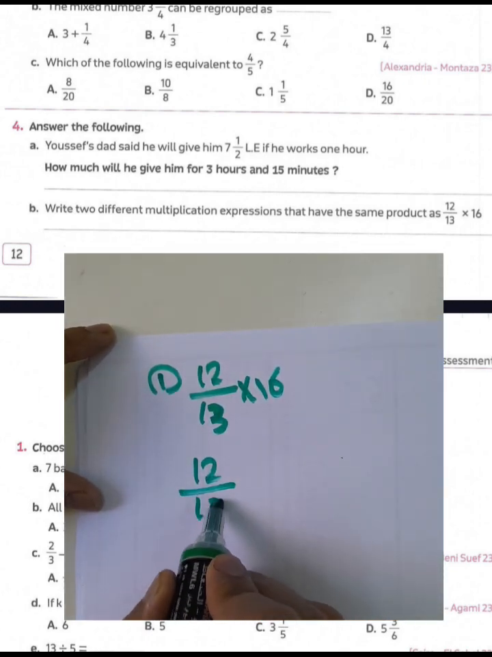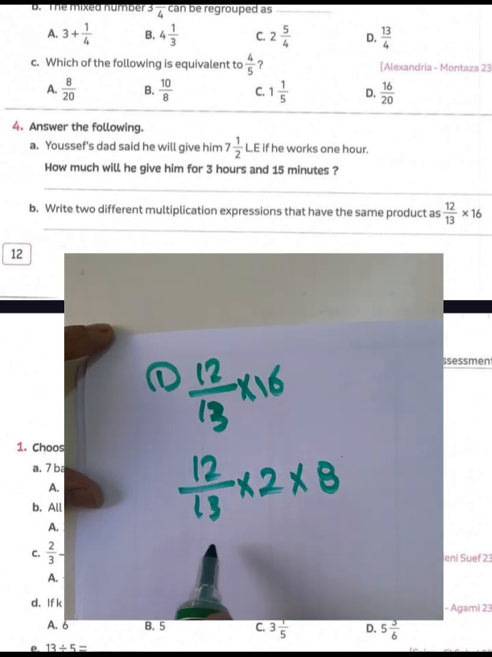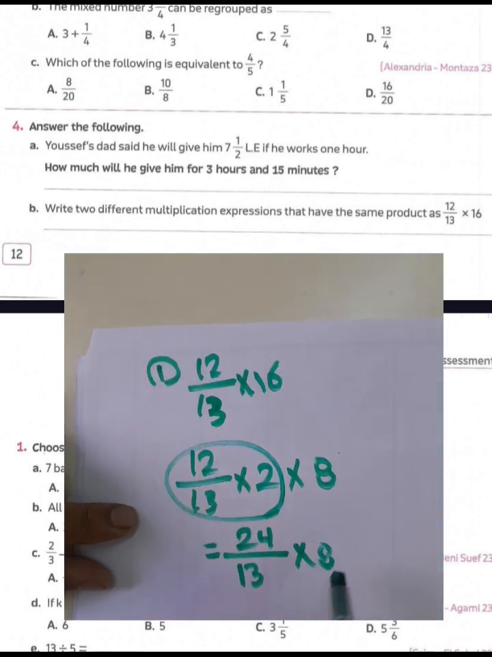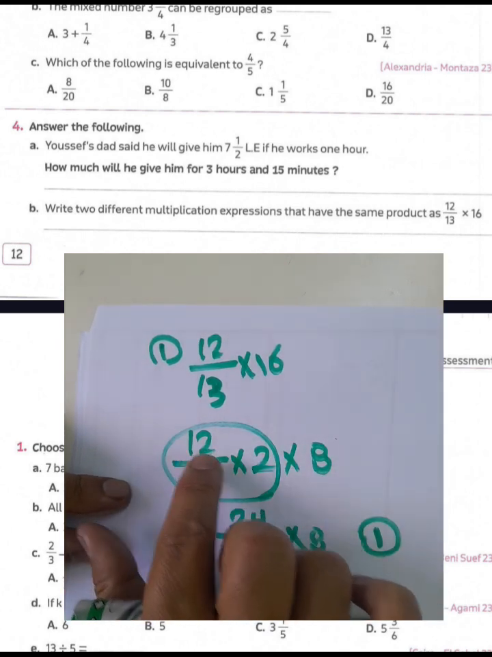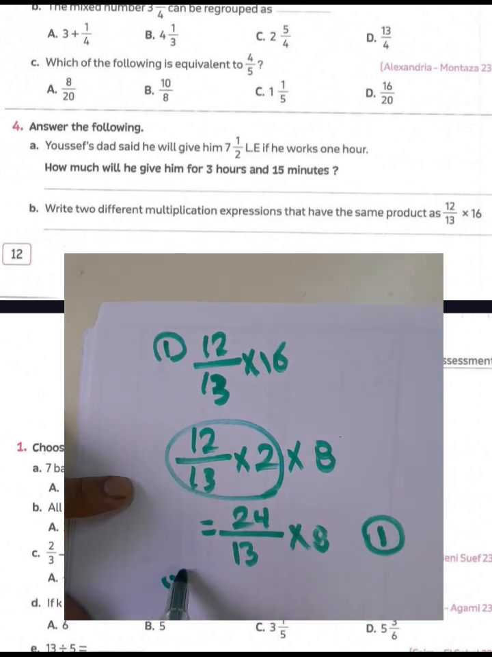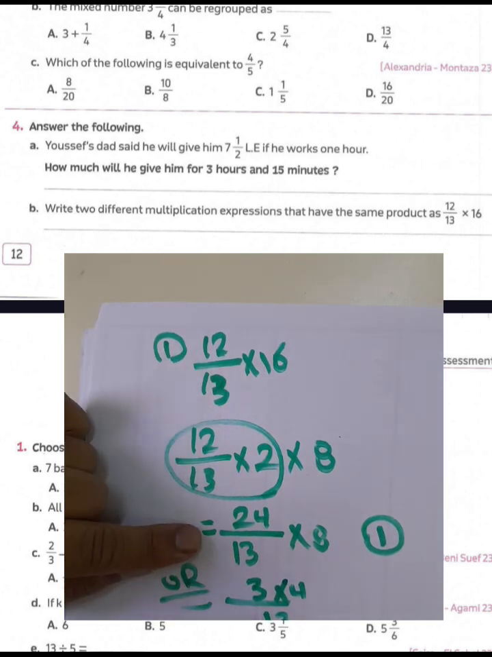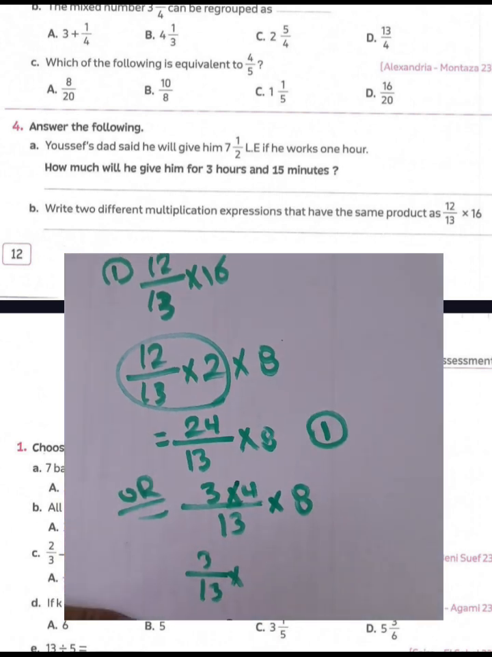We can write 12 over 13 times 16 equals 2 times 8, and we know 2 times 12 equals 24. Then the first result will be 24 over 13 times 8. We can find the product between the two numbers here. Then it's the first solution. And for the second solution, you can replace 8 with 2, writing 8 times 12 and here 2. Or you can write 12 equals 3 times 4 over 13, and we have 8 outside. And write 3 over 13 times 4 times 8 equals 32.